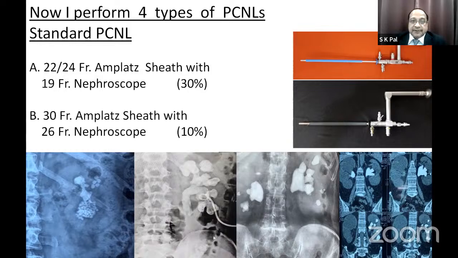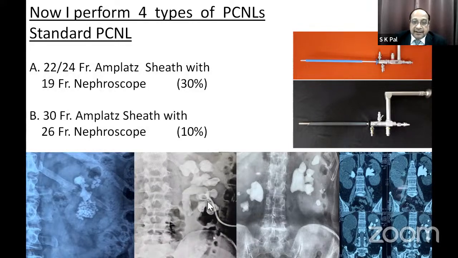Mostly, about 40% of my cases are big stones. So I will be using 22 to 24 French sheaths with the 19 French nephroscope. This is most commonly for staghorns. 30% of stones I will do with this. About 10% will be too huge, like this particular stone which I did recently.